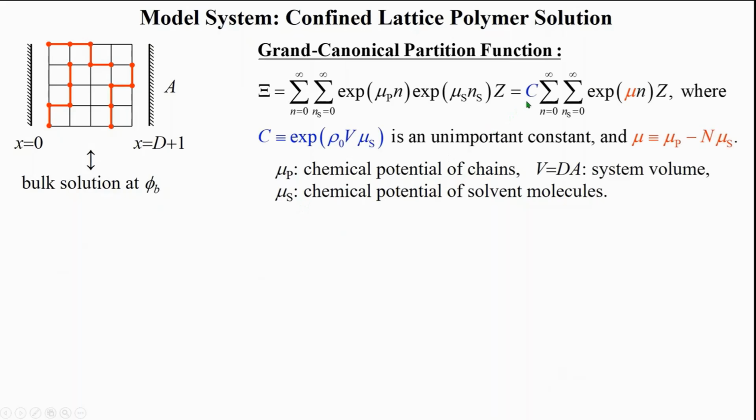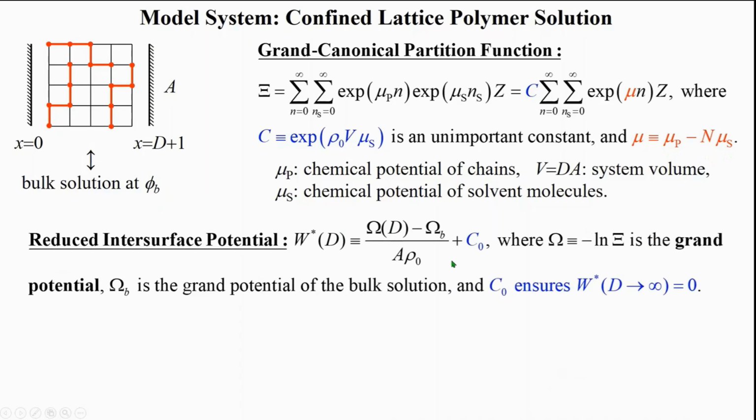where C is an unimportant constant, V the system volume, and μ the exchange chemical potential between one polymer chain and n solvent molecules. And finally, the effective interaction between the two surfaces is described by the reduced intersurface potential W star, which is essentially the difference in the grand potential Ω between the confined and the bulk solutions.